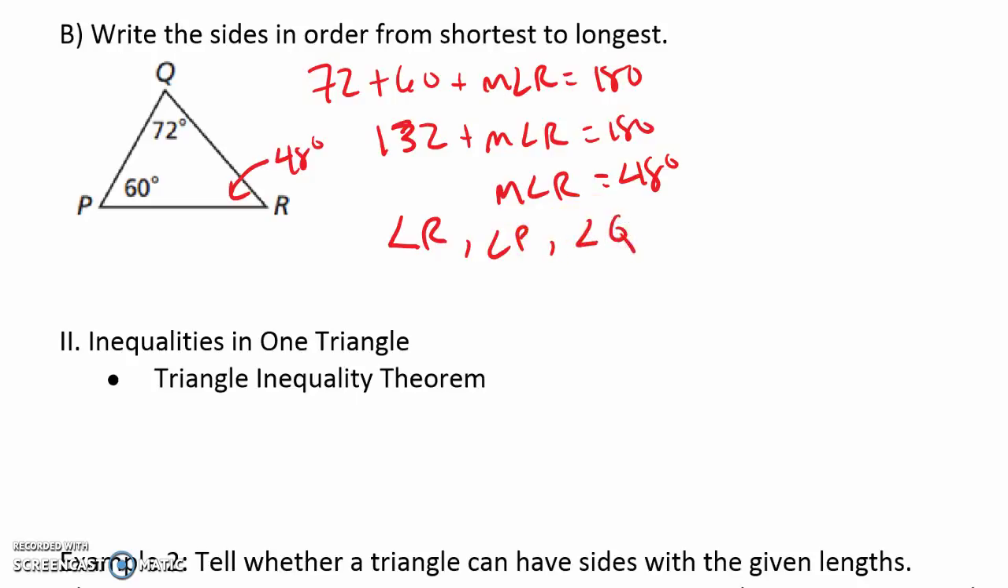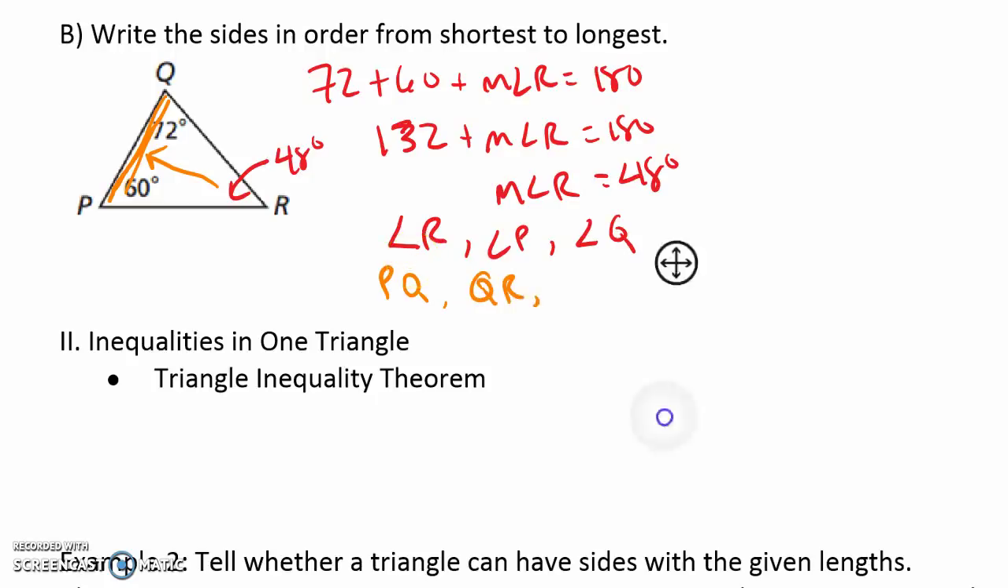And then you want to go ahead and pick the sides that are opposite each angle. So the side opposite of angle R should be the side PQ. So I'm going to list PQ first. Okay. Then angle P goes across from the side QR.